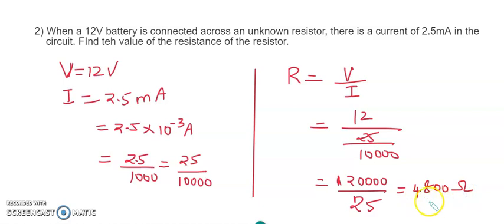Now, if you see, the resistance is so big. Why? Because the current is very small, and we know that there is an inverse proportion between the current and the resistance. The more the resistance, the less the current. Correct? So this rule is applicable here. That is why the resistance is so big.